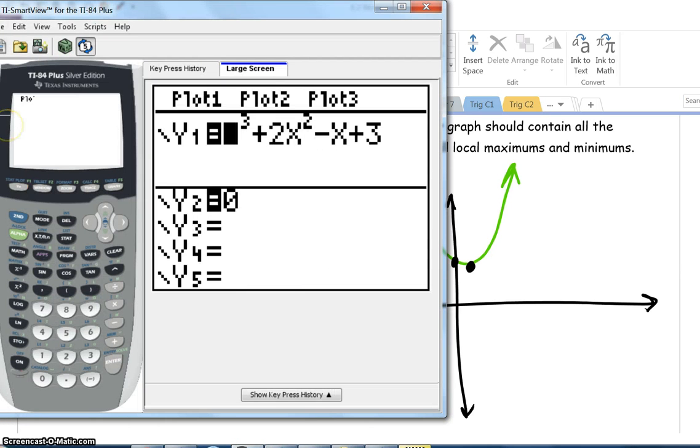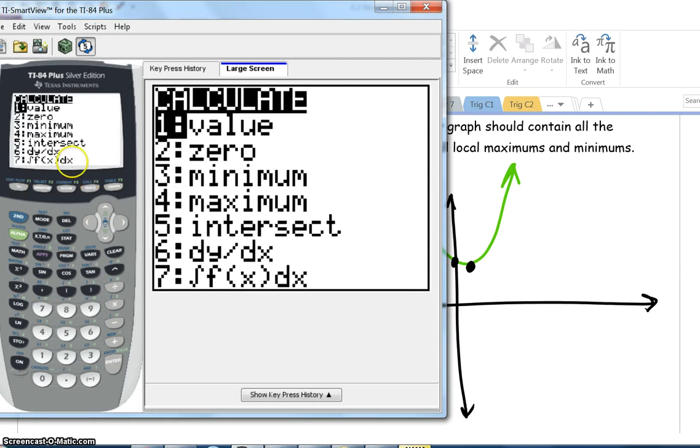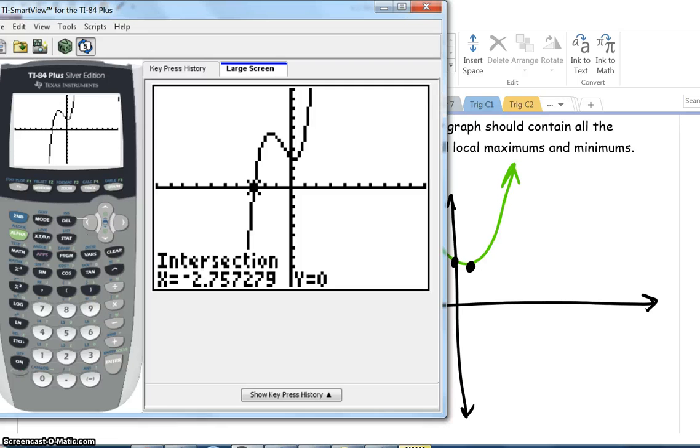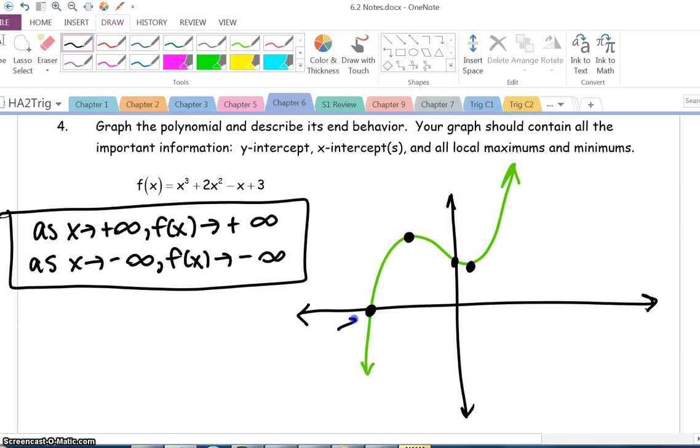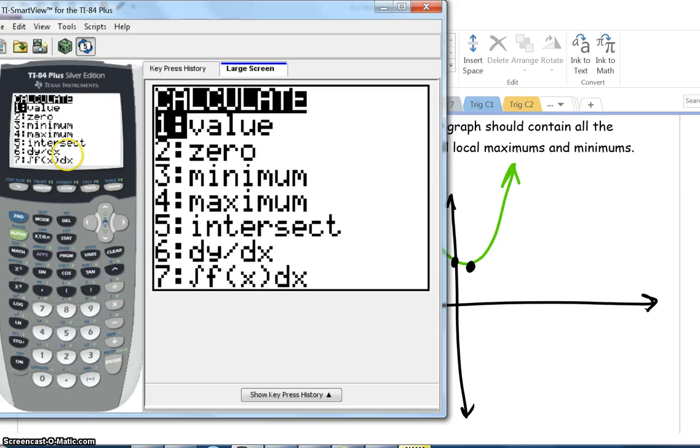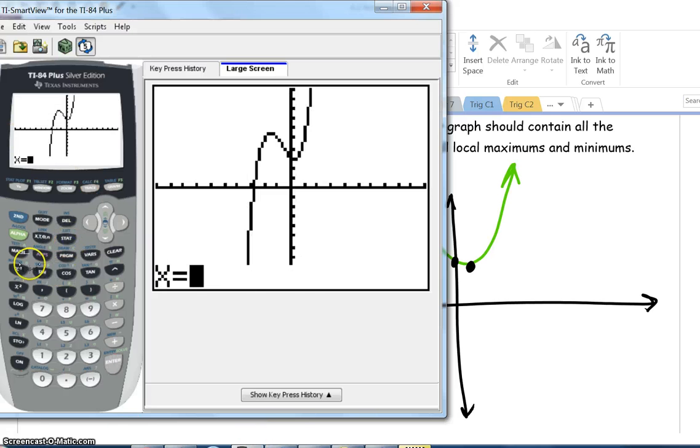Make sure you have an equals 0 in y2. That will make finding our x-intercept easier. Second trace 5, enter, enter, enter. Nearest thousandth, as always, please: negative 2.757, comma 0. For our y-intercept, I'll do value. X is 0. Oops, it went away, but it looked like 0, 3.